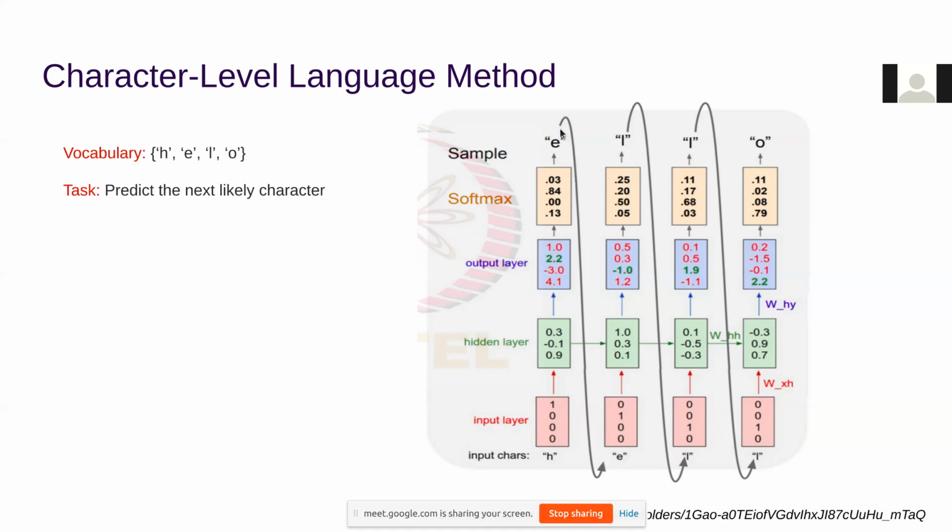It is nothing but the negative log likelihood. So here the loss function will be the negative of log of 0.84. Here the loss function will be the negative of log of 0.5. Here the negative of log of 0.68, and so on. All these loss terms are then summed together and used in updating the parameters of this network.